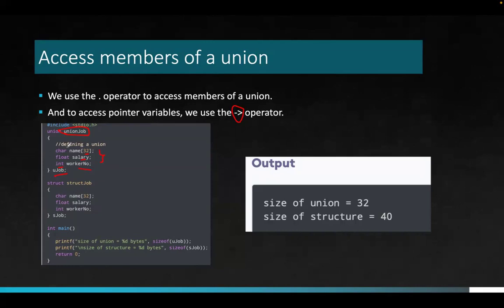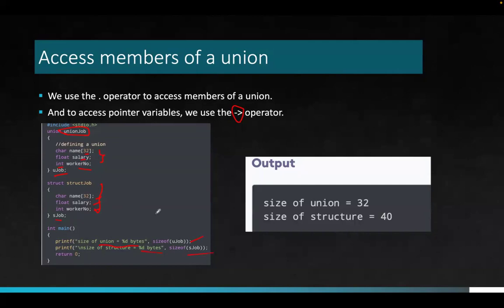The union is completed. Next I am creating a structure here, the structure job, with the same variables: a character array name of size 32, float salary, and int worker number, and the structure alias name is sjob. Now if you want to see the size of each, printf sizeof the union ujob, printf sizeof the structure sjob, return 0.